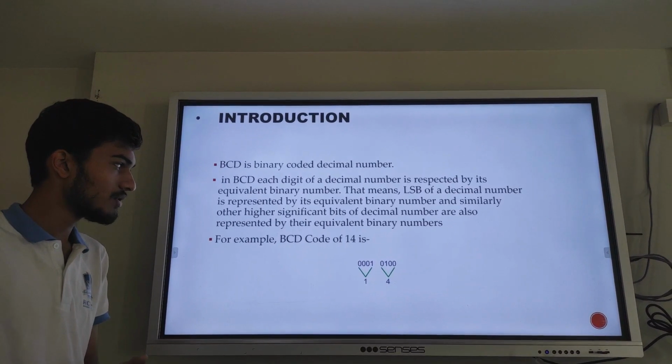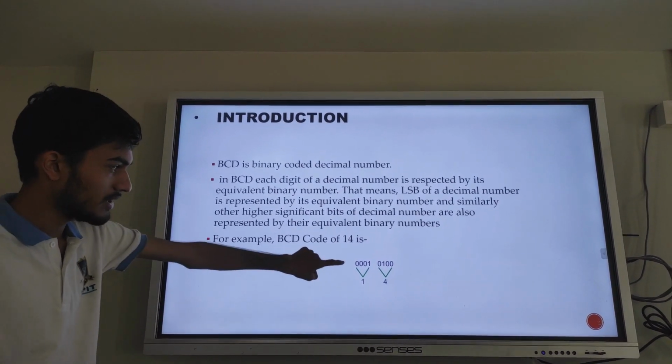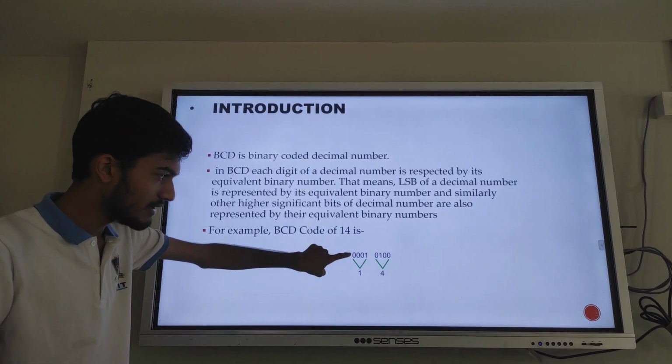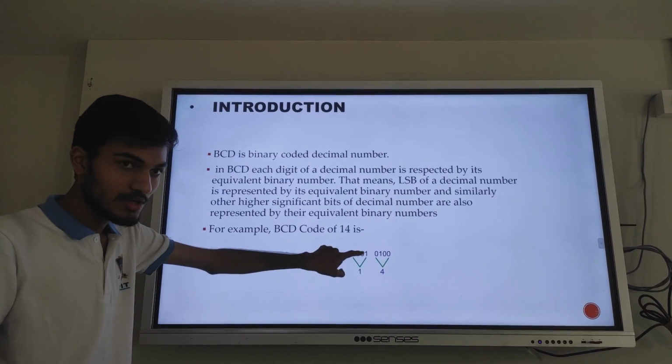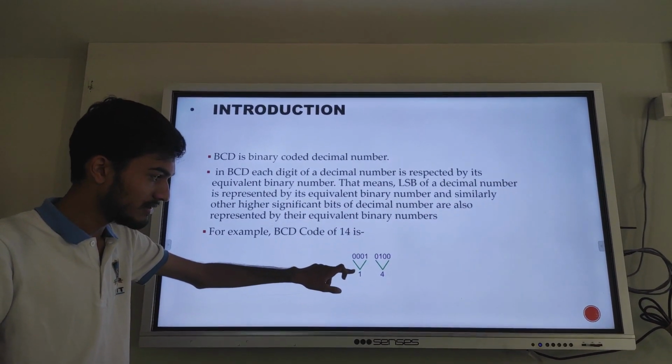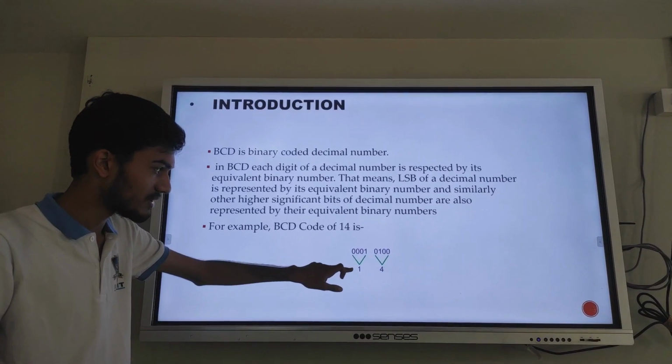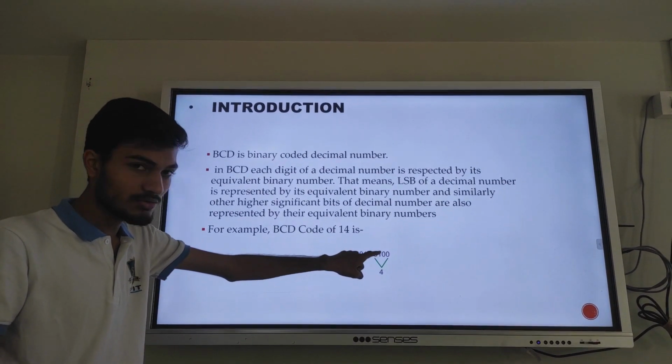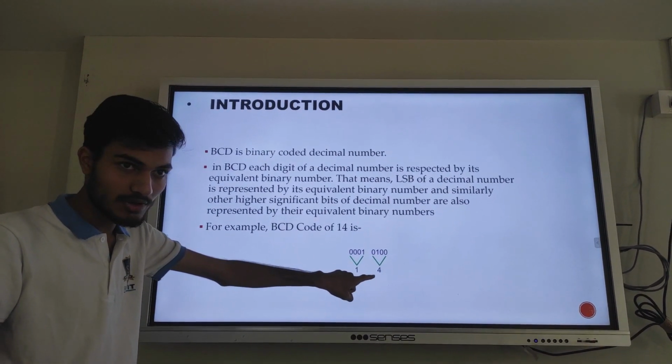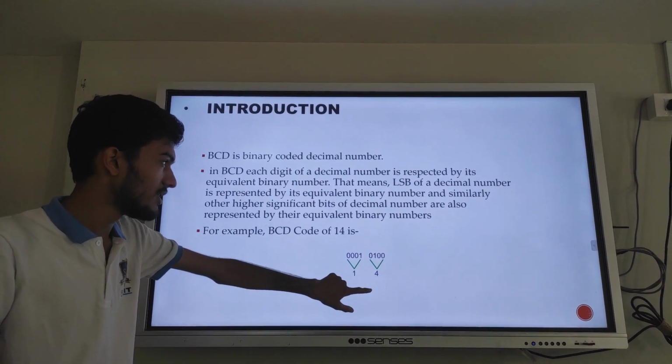For example, the BCD code for 14. In binary, 0001 can be written as 1 in the decimal number system, and 0100 is represented as 4 in the normal decimal number system.